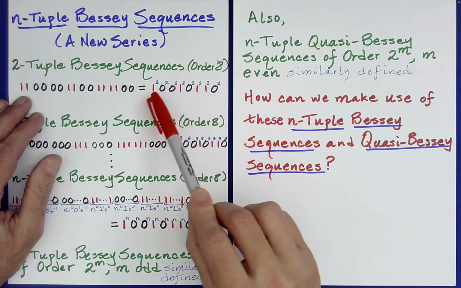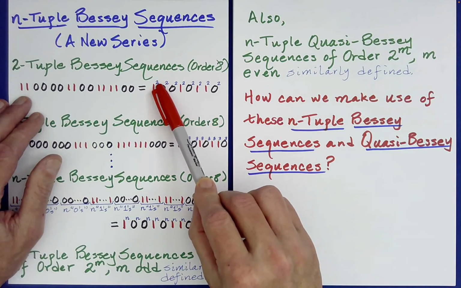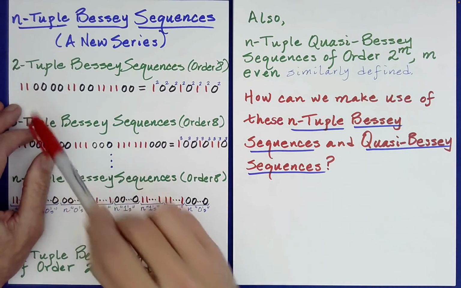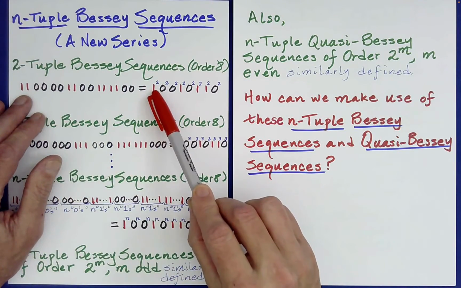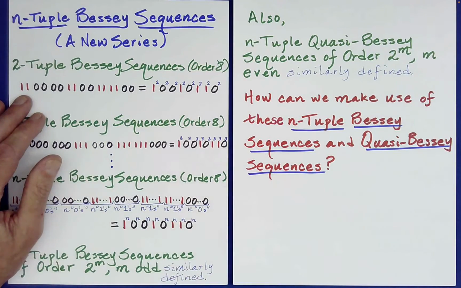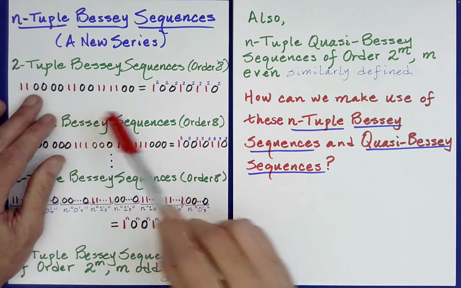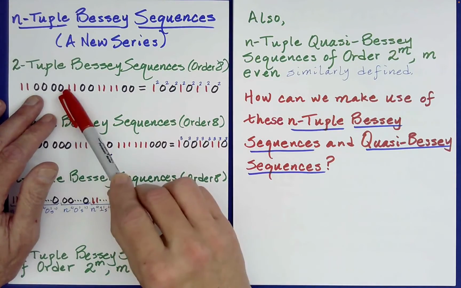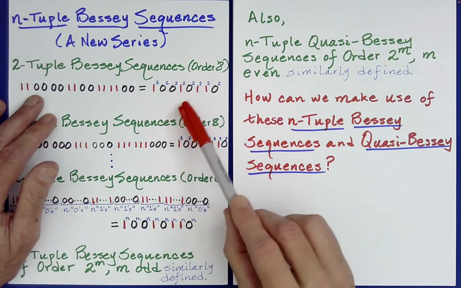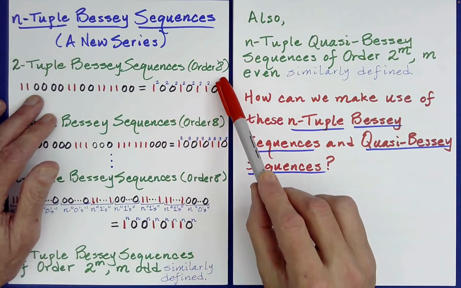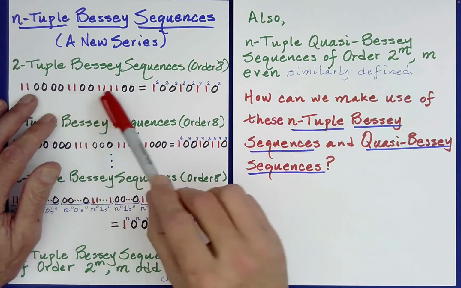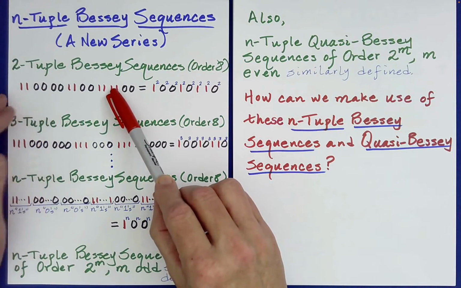Okay, so the 1 to the, quote, second power just means we have a pair of ones. 1, 1 is being represented by 1 to the second. We have a couple of 2's there, 0 to the second, 2 more zeros, 2 to the second, and so forth. So this is a far more compact way of writing a two-tuple Bessey sequence of order 8.